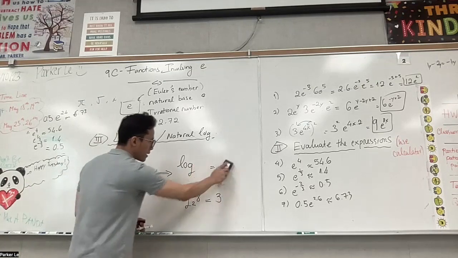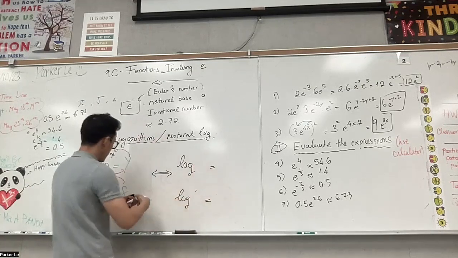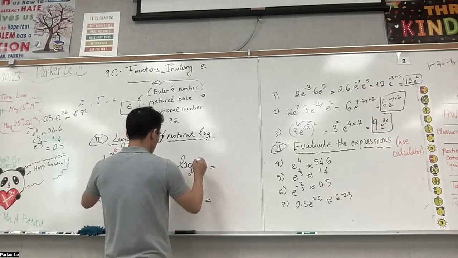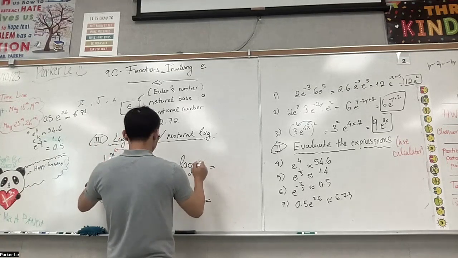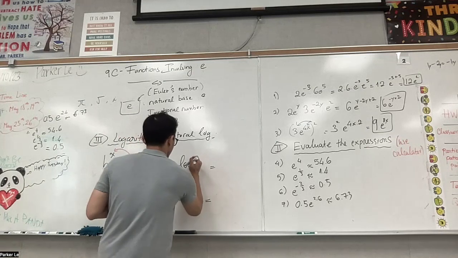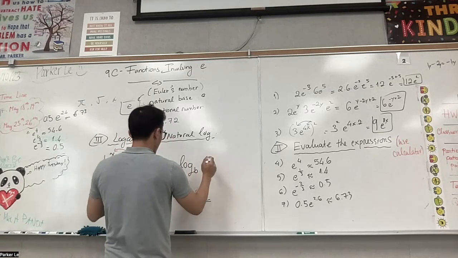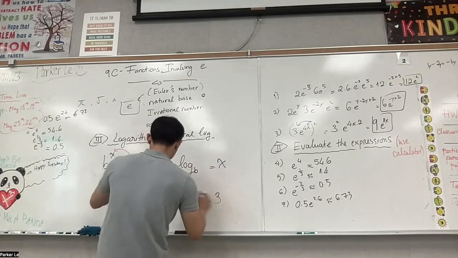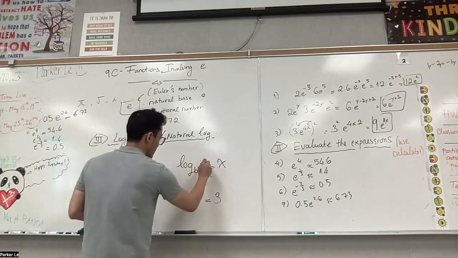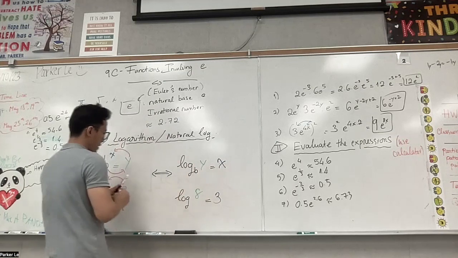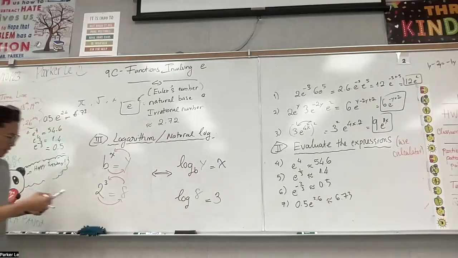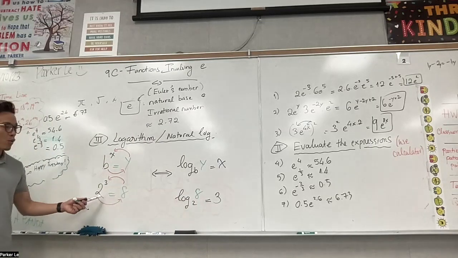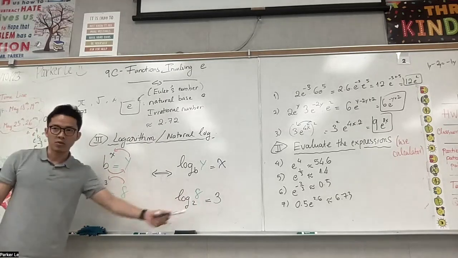Let me use the same color. It's the same color legend so you can understand better. So the B, and then Y is X here, 3 here, Y is 8. Oh, I'm missing the 2. So this is how you convert the exponential to log.